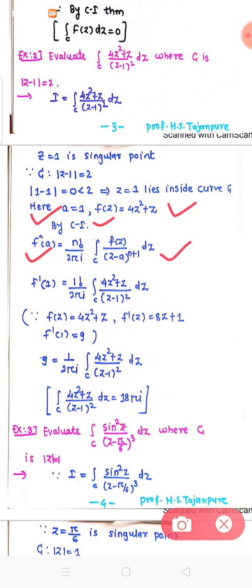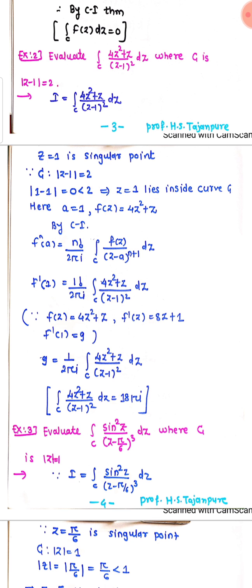Now again, here we need the suitable value of n. For that, look at the denominator term, we require z minus 1 bracket square. So when you put n as 1, only then will you get z minus 1 bracket square, which is the required term because it is in the given integral. That's why the suitable value of n will be 1. F raised to n represents the derivative, so it is f dash of 1 equals 1 factorial upon 2 pi i integration over the curve C of 4z square plus z upon z minus 1 bracket square dz.